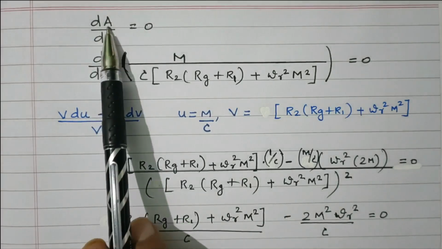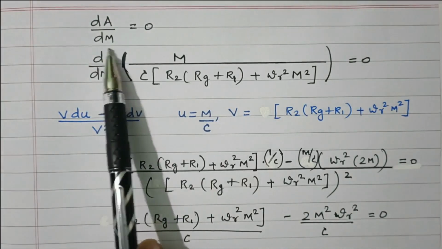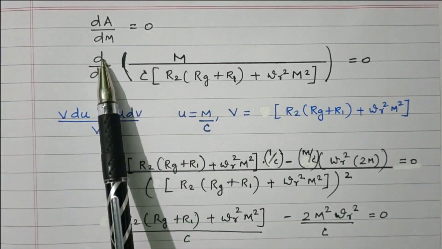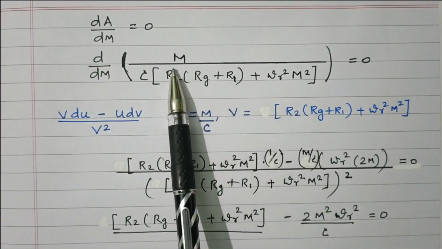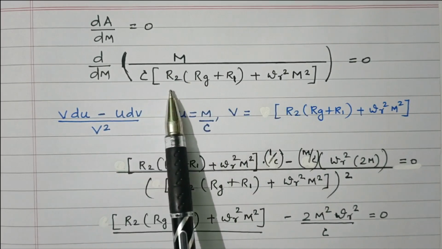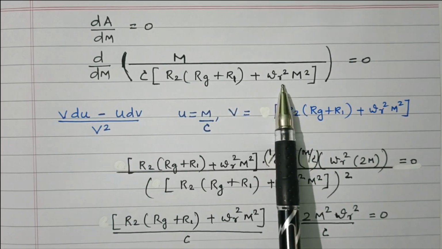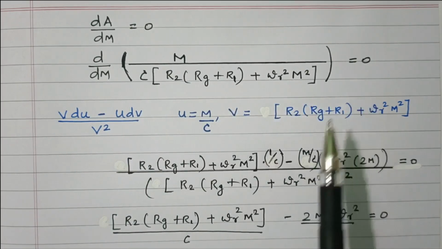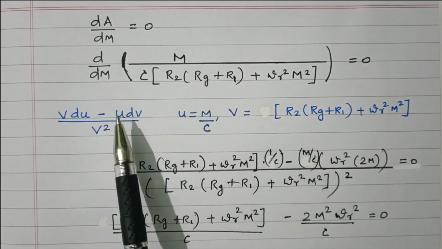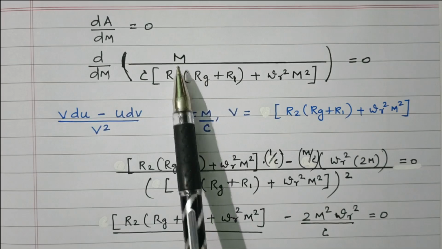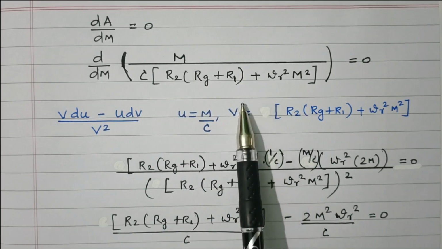So now we'll differentiate the amplification factor with respect to the mutual inductance, dA by dM, and equate it to 0. So d by dM of the expression for amplification factor, which is M divided by C of R2 into (Rg plus R1 plus omega R square M square), is equal to 0. Now we need to differentiate with respect to mutual inductance M. M is available in the numerator as well as the denominator, so we can use the U by V method.